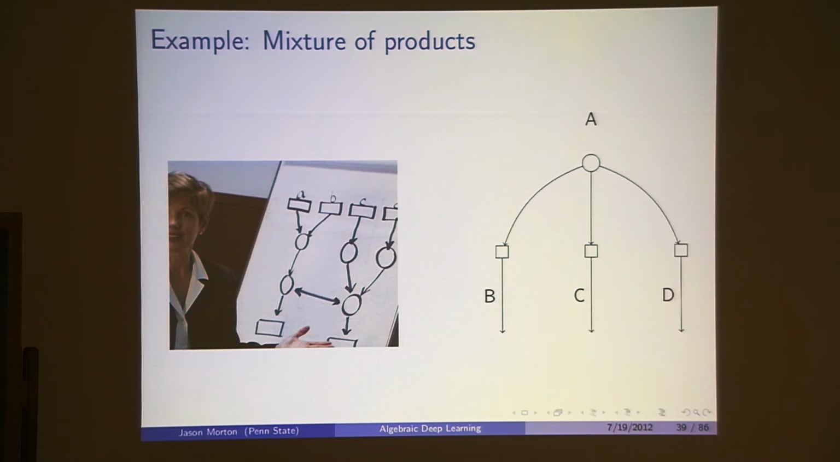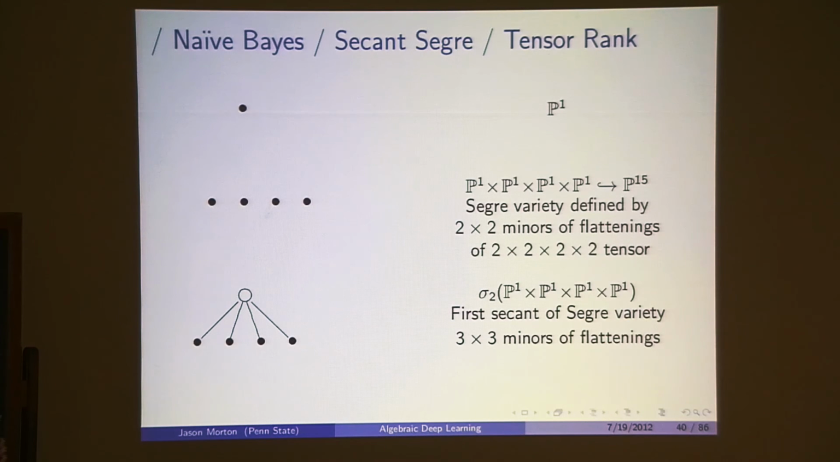Okay, so here's an example that we've already seen, this naive Bayes model or mixture of products. So we have some discrete node up here, we have some transition matrices, and let's talk about what kind of equations this guy can have. So some other names it goes by: naive Bayes model, mixture of products, secant variety of a Segre variety is what an algebraic geometer would call it, or the space of things with tensor rank, or border rank, the limits of points with tensor rank something. That's another name for it.